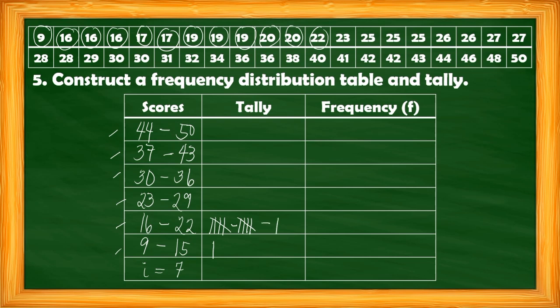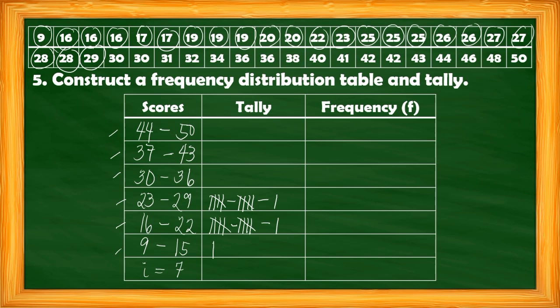Next, 23 to 29. 1, 2, 3, 4, 5, 6, 7, 8, 9, 10, 11. So, again, meron din tayong 11. So, ganun lang. Itatali lang natin. So, kung ilan yung bilang natin, yun din po ang tali. Huwag po tayong kukulang, huwag tayong susobra.